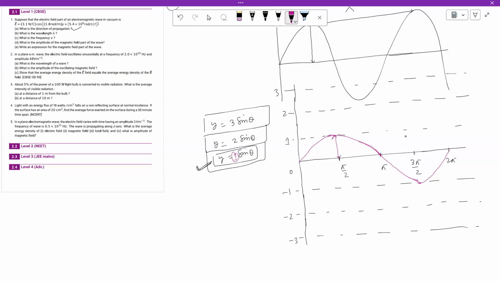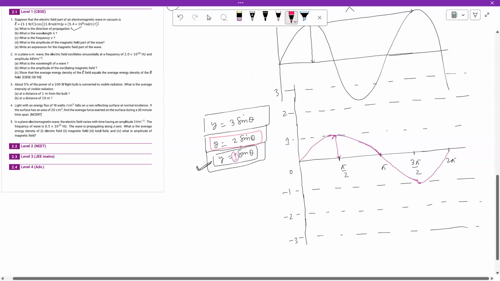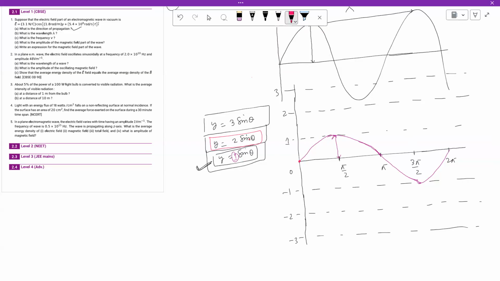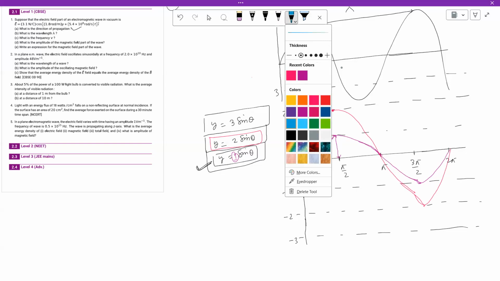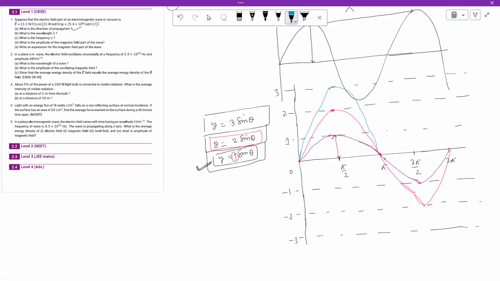Now let me plot the second one, 2 sine theta. Sine 0 is again 0, and sine 90 is 1, so 2 into 1 would be 2. So it will go here. Then at pi, it will become 0. And at 3 pi by 2, it will become minus 2. Similarly, if I plot this one, it will go like this, then again 0, and then minus 3.